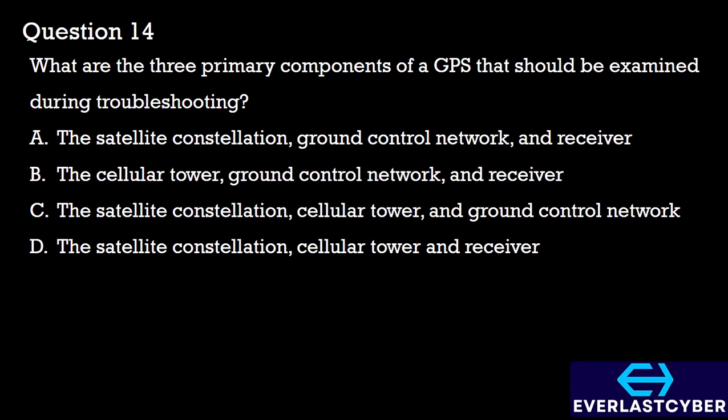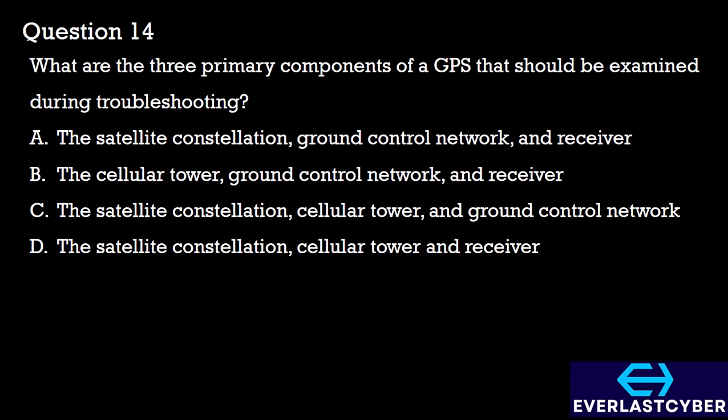Question 14. What are the three primary components of a GPS that should be examined during troubleshooting? A. The satellite constellation, ground control network and receiver. B. The cellular tower, ground control network and receiver. C. The satellite constellation, cellular tower and ground control network. D. The satellite constellation, cellular tower and receiver.